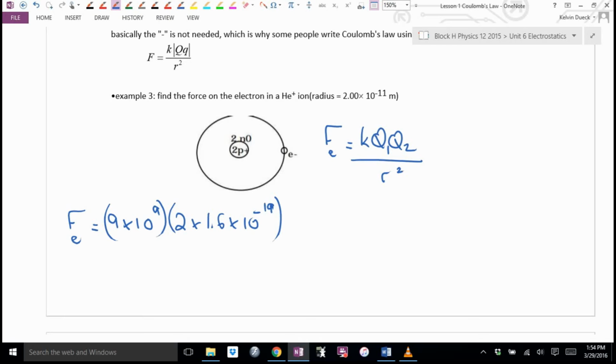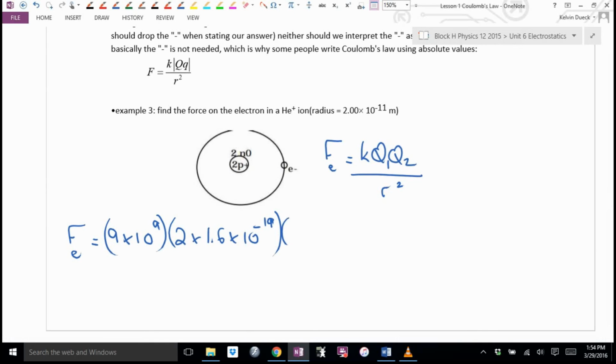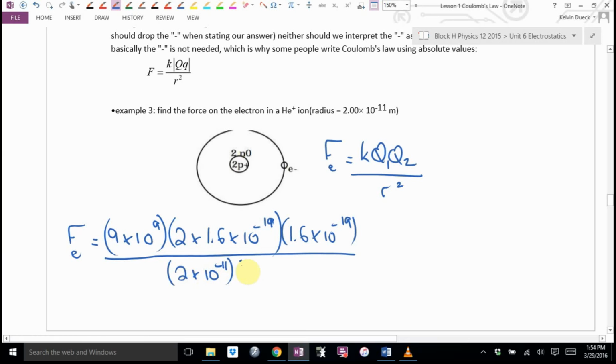Then it wants us to find the force on the electron. So here we're going to put the charge of the electron. It's negative. I'm not going to worry about the negative. I'm going to ignore that. Instead, I'm just going to put the charge of one electron. What's the charge of one electron? It's the elementary charge. No, I'm not going to put a negative in. I just said that. 1.6 times 10 to the negative 19, all divided by the radius. Oh, it told me in the question. It says 2 times 10 to the negative 11th, and then it's over R squared.